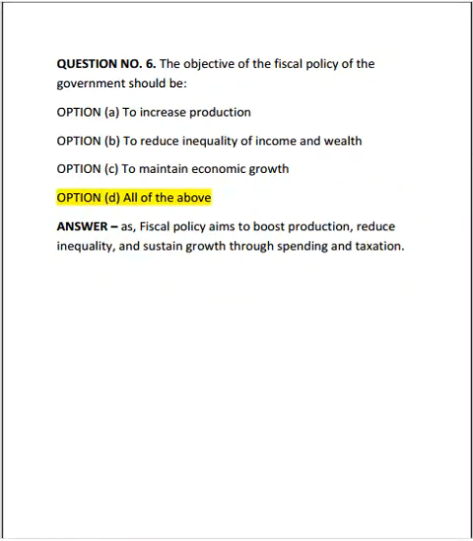Question No. 6. The objective of the fiscal policy of the government should be. Option A. To increase production. Option B. To reduce inequality of income and wealth. Option C. To maintain economic growth. Option D. All of the above. Answer. As fiscal policy aims to boost production, reduce inequality, and sustain growth through spending and taxation.